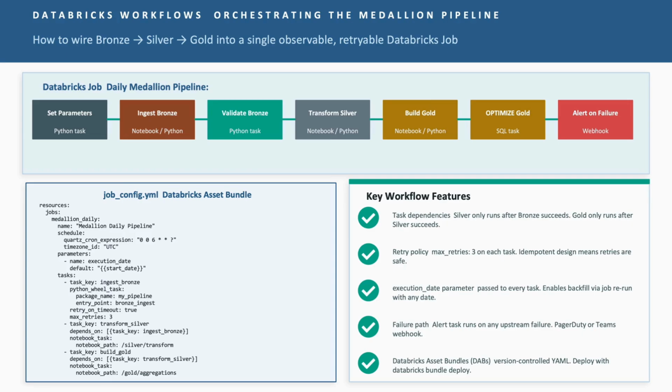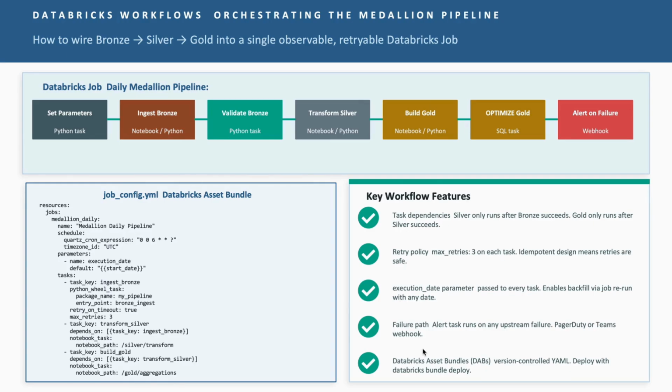And the YAML on the left is a Databricks asset bundle definition. This is the modern way to manage Databricks jobs: version control in Git, deployed with a single CLI command, databricks bundle deploy. Here are the 5 workflow features worth highlighting from the right panel. The task dependencies: the enforced execution order. If bronze fails, silver never runs. Silver cannot corrupt its output from a failed bronze.